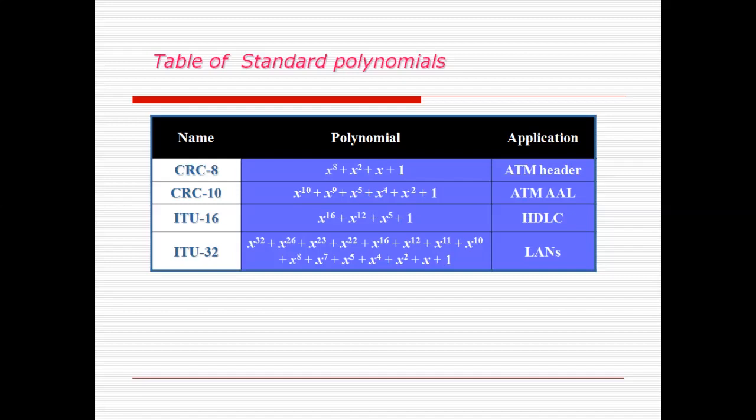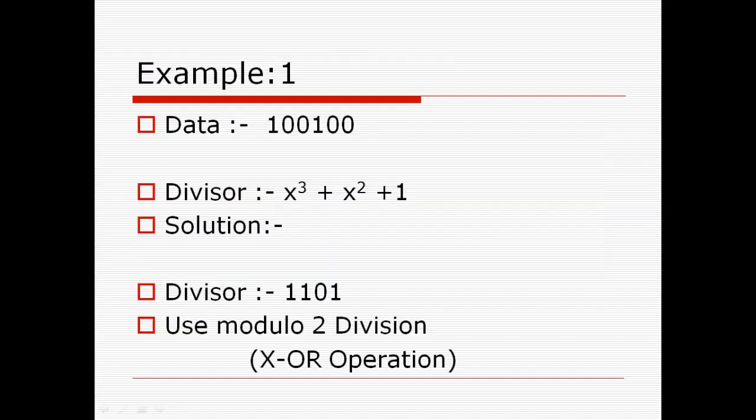Now for between the routers, we use the HDLC. So it is the x power 16 term, that is the ITU 16 protocol is used here. So we will take one example. Now I have a data 100100. Now please do not consider it as a decimal. This is binary data given here. Now we have given a polynomial, that is x cube plus x square plus 1. So let's start with the solution.